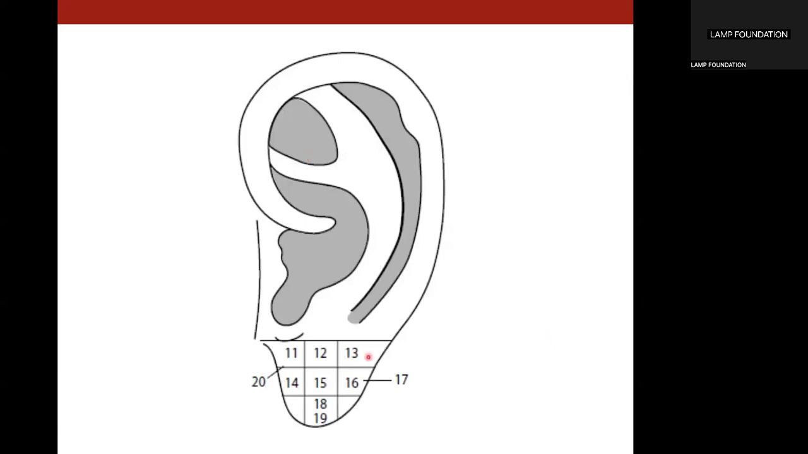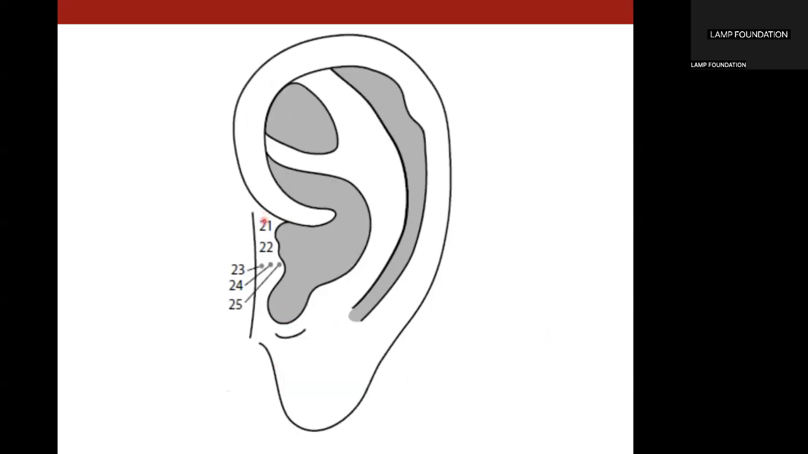Now let's go to the points of the head and face. 11 is upper teeth. 12 is the tongue. 13 is the jaw. 14 is lower teeth. 15 is eye. 16 inner ear. 17 is helix 5. 19 is helix 6. 18 would be the tonsils. And number 20 is insomnia point.